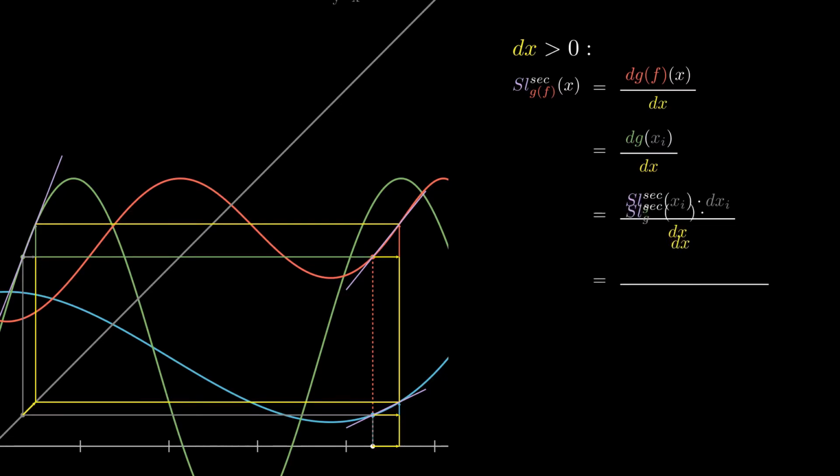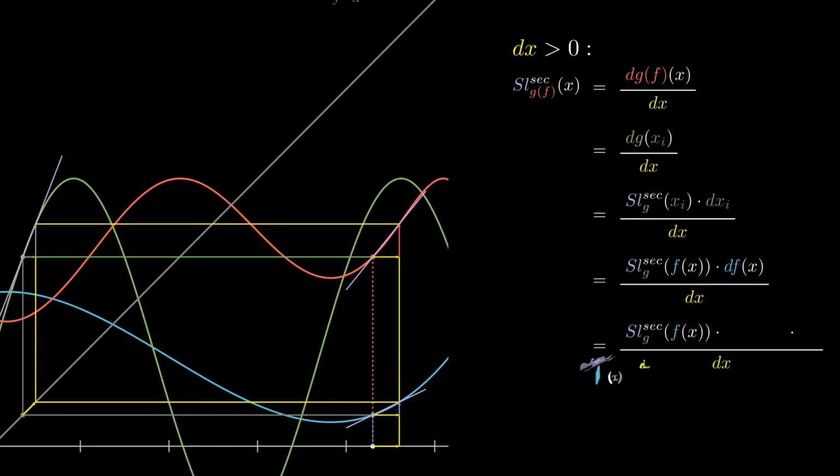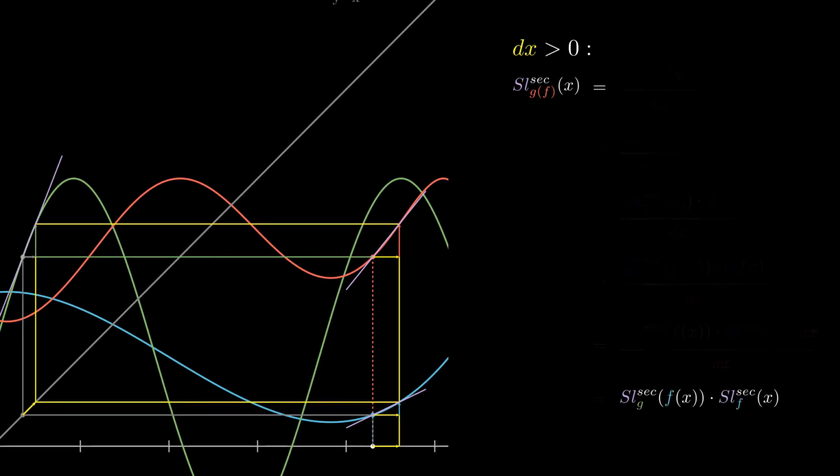Which intermediate x exactly? Well, xi equals f of x, of course. And what about the intermediate dx? Well, that's our df value at the original x position, which is calculated as dx times the slope of the secant of f at x. Conveniently, the dx's cancel. The equation we've obtained so far is for the case where dx and all the other d's still haven't approached zero.